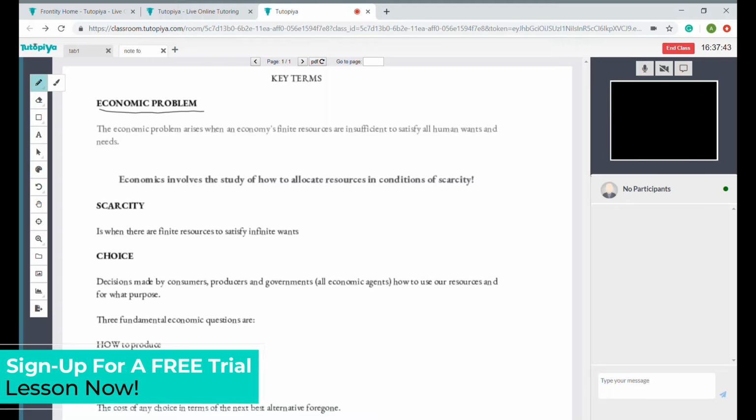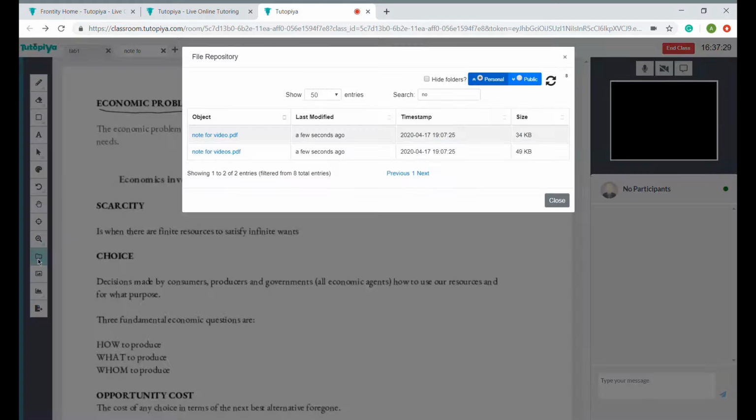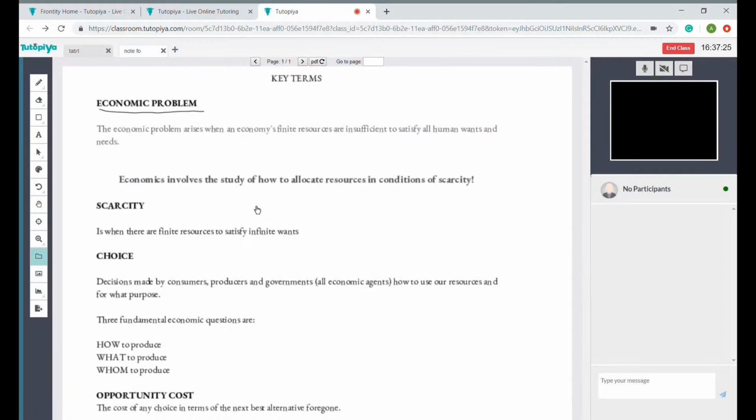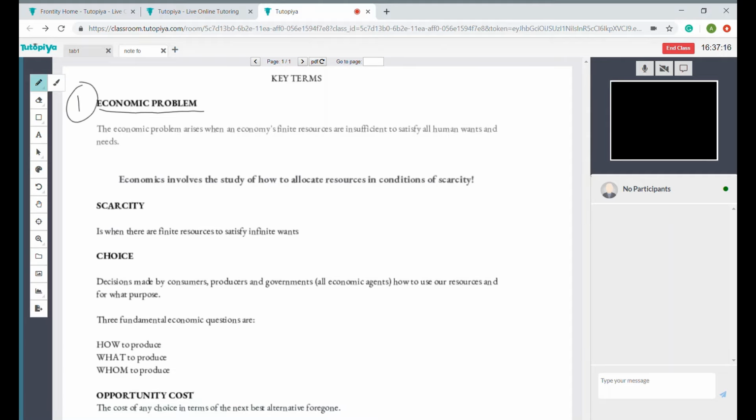So to begin with the lesson, what you can see in front of you is a note that I've prepared in advance, that I've uploaded onto Tutopiya's database and then uploaded onto the whiteboard by selecting this file icon right here. Okay, so let's jump into the lesson. In this lesson we'll be introduced to 4 key terms: the economic problem, scarcity, choice and opportunity cost.